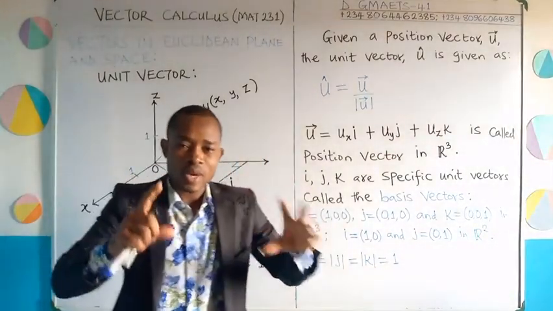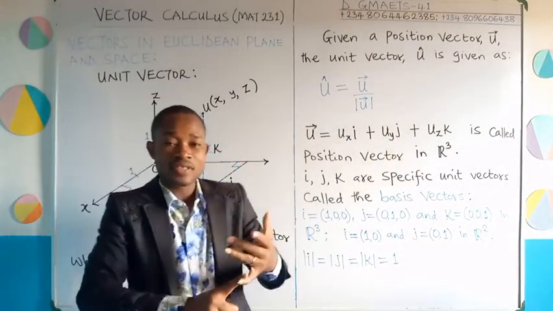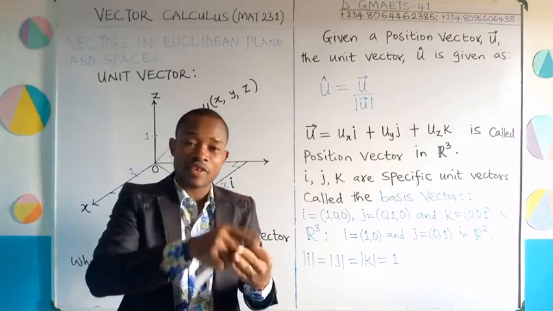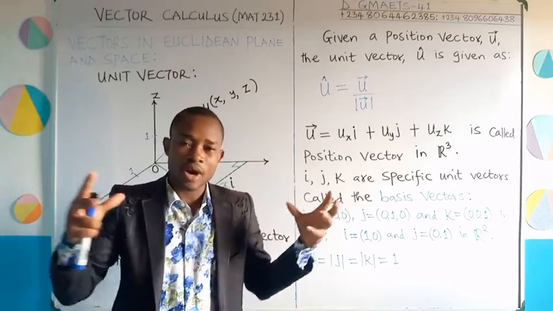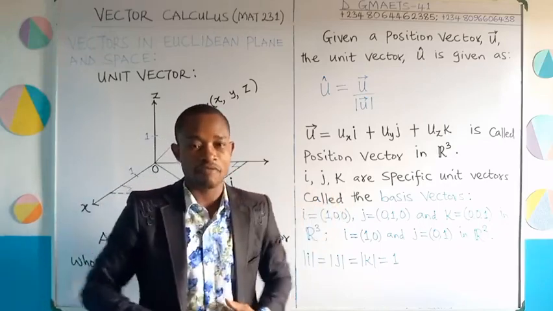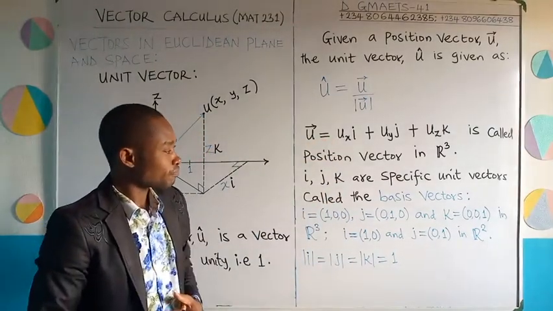K. So what I'm saying in essence is that this i, j, k as direction vectors or unit vectors, they help us to add components of vectors. And that's what you've seen there.